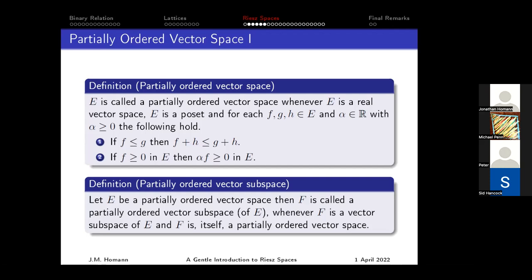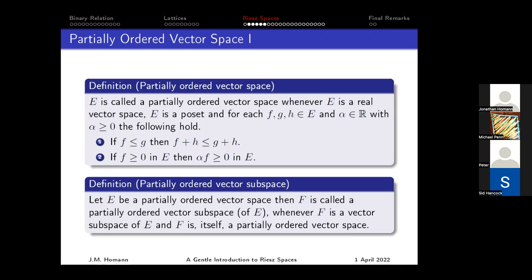We know, of course, if F is equal to G, then F plus H is equal to G plus H, which lives in the vector space. And so now we're extending that to the partial order, saying that if F is dominated by G, then F plus H must be dominated by G plus H. And we also know that if F is in a vector space, then alpha F is in the vector space. So here we want to include the fact that if F dominates the null element of the vector space and we multiply by a positive scalar, then it still dominates the null element in the vector space.